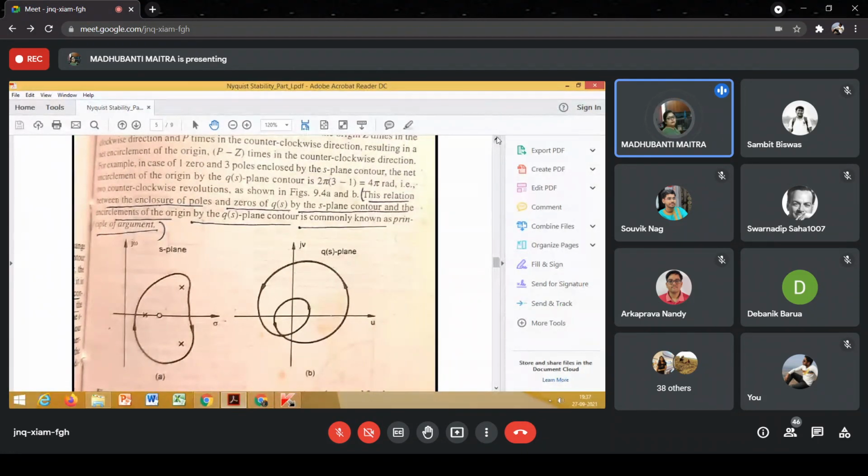So, what is the principle of argument? The relation between enclosure of poles and zeros of Q(S) by the S-plane contour and the corresponding enclosure of the origin of the Q(S) plane by the Q(S) plane contour tau Q. This relationship is actually known as the principle of argument, and the Nyquist stability criterion completely rests on this principle of argument.